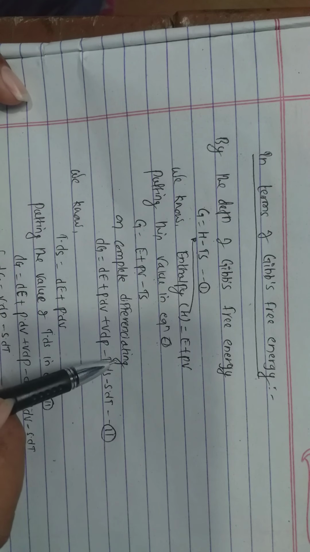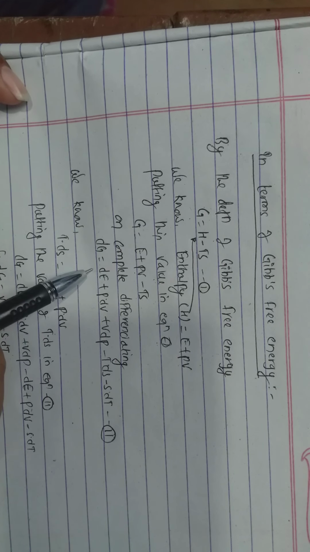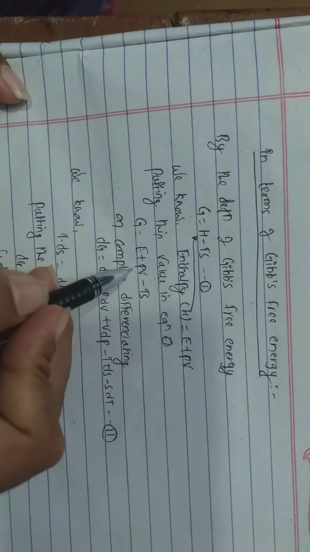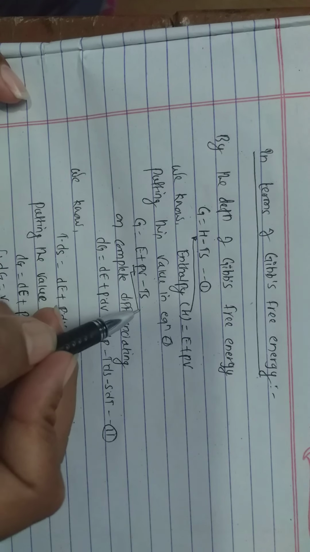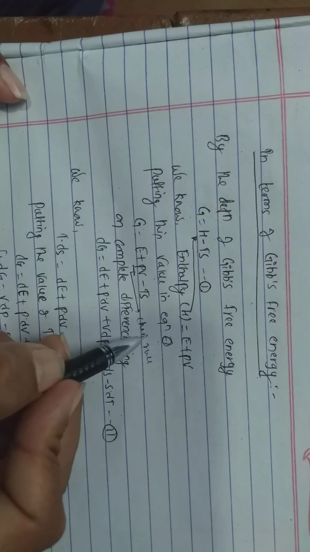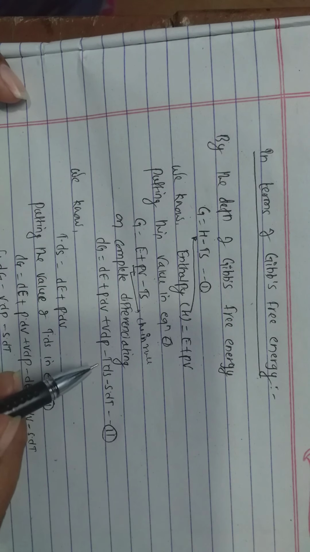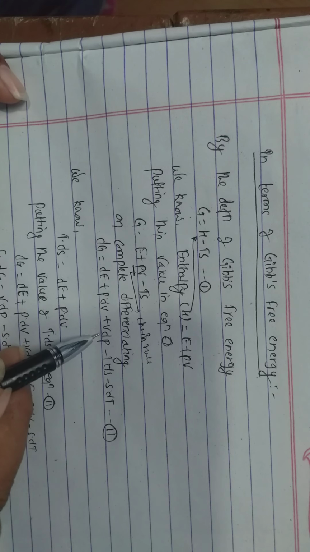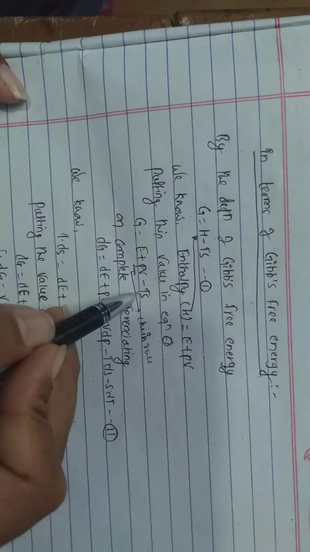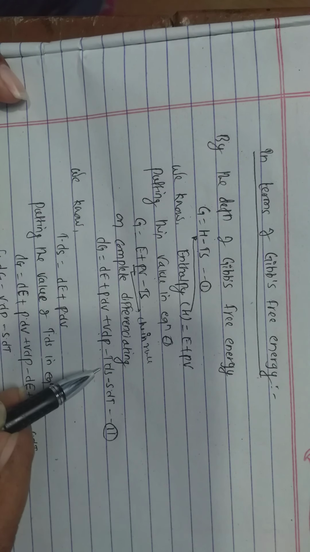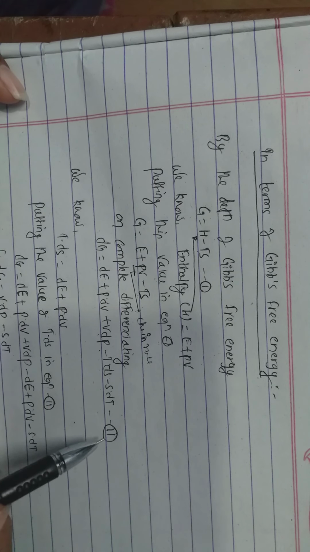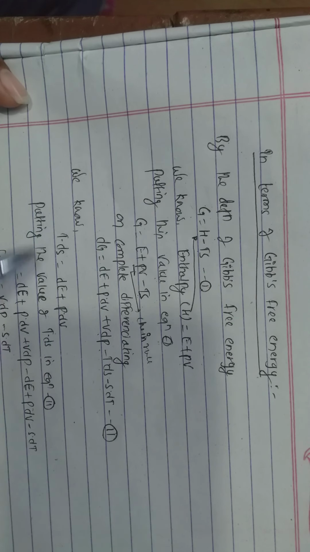On complete differentiation, dG is equal to dE plus P dV plus V dP. We apply the chain rule here. Then for this TS, we get minus T dS minus S dT. We also apply the chain rule here, and then we get this result. This is equation 3.